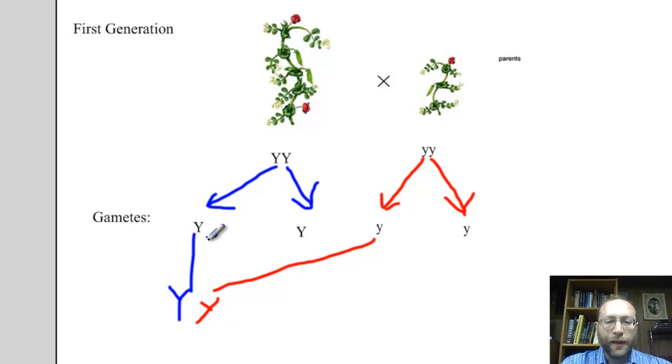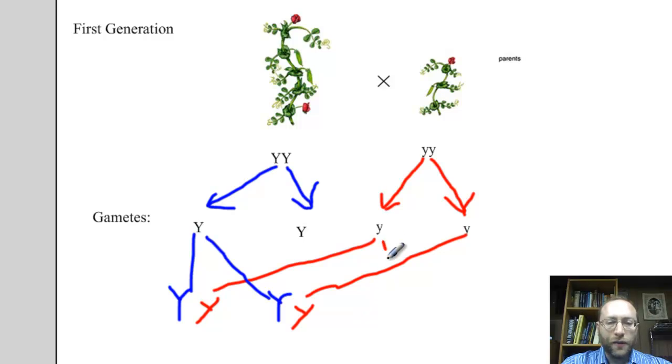Now this big Y doesn't have to meet up with the little y on the left. It could also meet up with the little y on the right, this one here. When it meets up with that little y on the right, we end up with the same thing, big Y, little y, which is heterozygous, and we just go with the dominant one, so it's a tall plant.